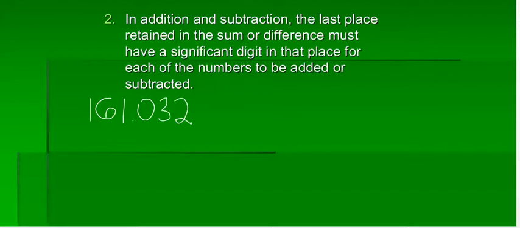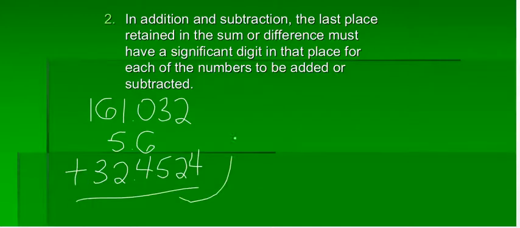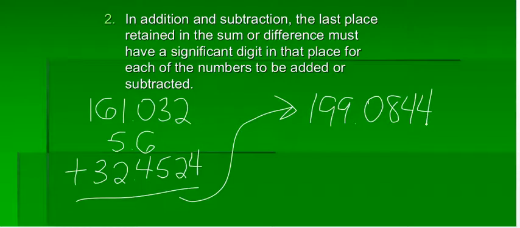161.032. I want to add 5.6 and then 32.4524. Okay, the first thing I'm going to do is get the answer, but then I'm going to round this off. So 199.0844. But then I'm going to round this off.